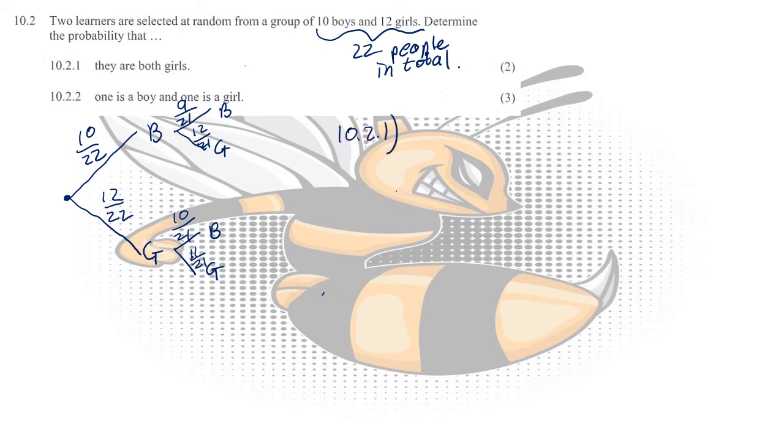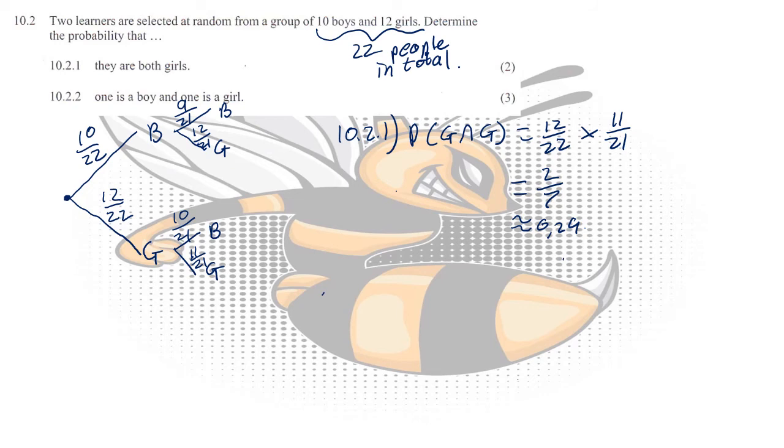Now, since these events follow on each other, like in 10.2.1, they ask you, what is the probability of picking a girl and then a girl? We know that we are going to have to multiply these outcomes to get the possibility. So the possibility of picking a girl and a girl is equal to 12 over 22 times 11 over 21, which would then give me a 2 out of 7 chance, which is approximately 0.29 as a possibility.